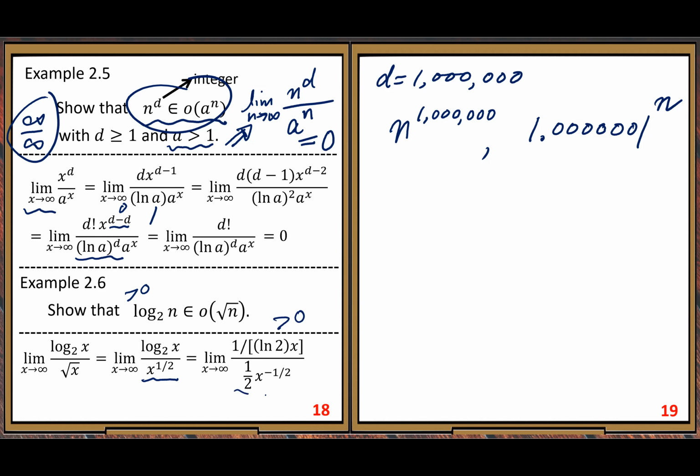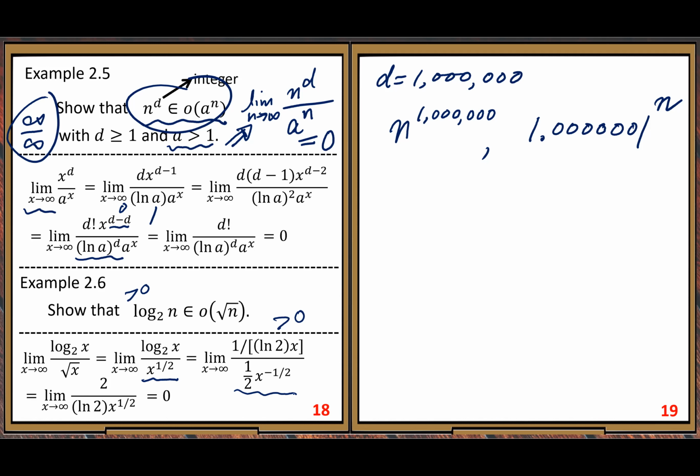Then you can apply the power rule to x to the 1/2 power. After simplification, you get this expression. Now it's not an indeterminate form. The denominator goes to infinity and the numerator is constant, so the whole limit must be 0.